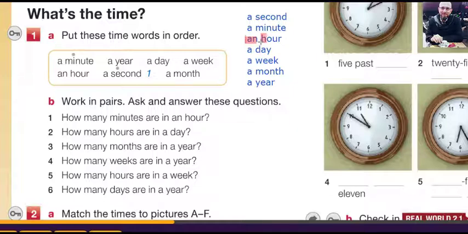Okay, now here, how many questions? We have 6 questions. Let's answer them. You can stop the video, answer. After that, you check with us. Okay, so how many minutes in an hour? We say 60. And how many hours are in a day? 24. How many months are in a year? We say 12.